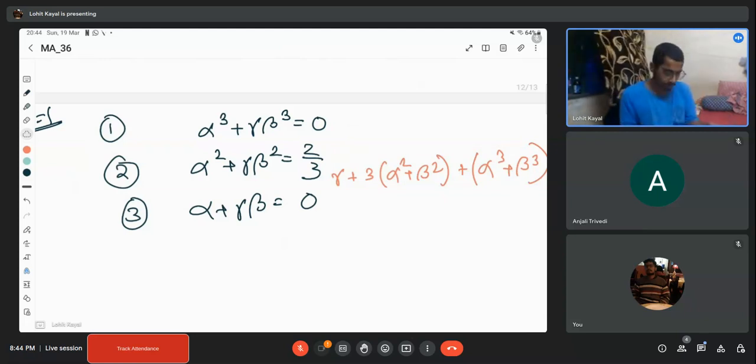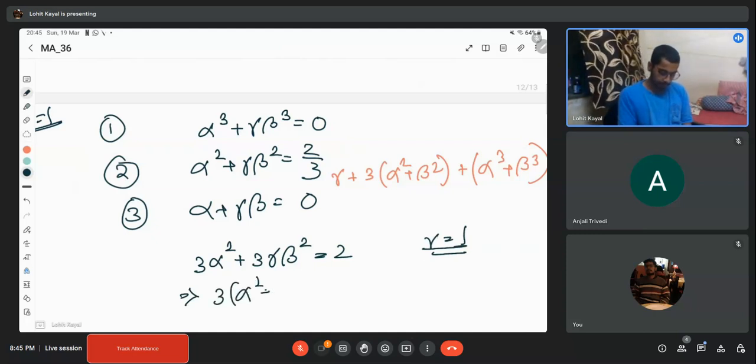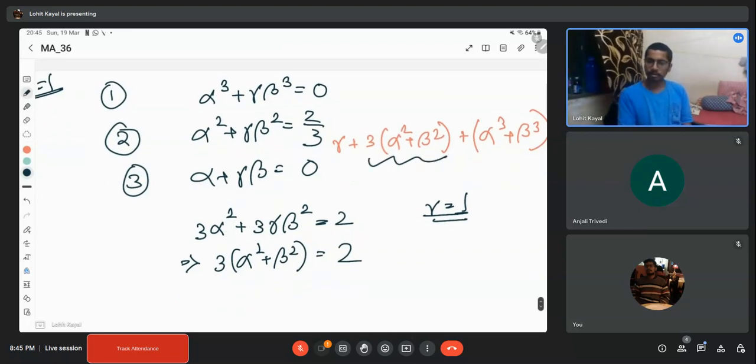Okay, so how to proceed? See that in equation 2, let us just multiply it with 3. Then I will get 3 alpha square plus 3 gamma beta square equal to 2. And I have already got the gamma equal to 1. So 3 times alpha square plus beta square equal to 2. So I have already got this expression. So this part already got cleared.